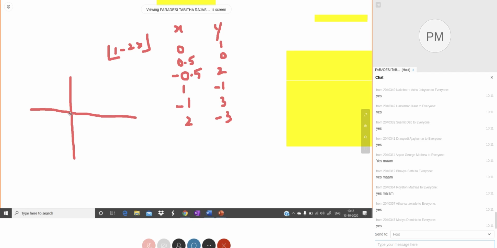So when x is 0, y is 1. So somewhere here, this is the first point we plotted. Then when it's 0.5, it is 0. When it's minus 0.5, it is 2. When it is 1, it is minus 1. So when x is 1, we'll put a minus 1 here. When x is 2, it is minus 3. So somewhere here, another point will come. And then further up, when x is minus 1, it is 3.